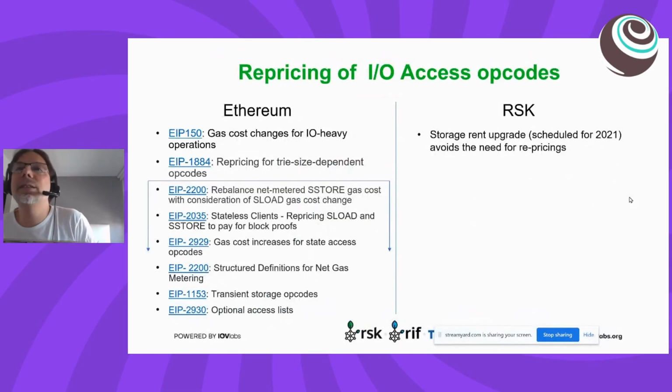So what about all these ideas to reprice the opcodes that do I/O? Some of them we have implemented, but most of them we are not moving forward with, because we have this plan, the community plan, to implement storage rent. The code is ready, so we are waiting for the next or one of the following hard forks to be able to merge this.